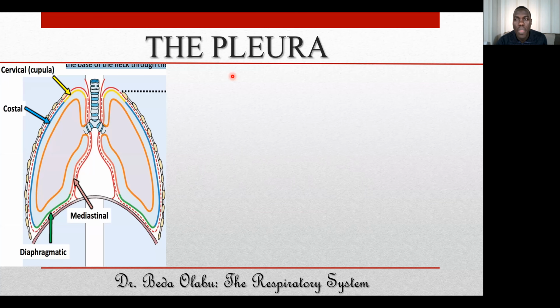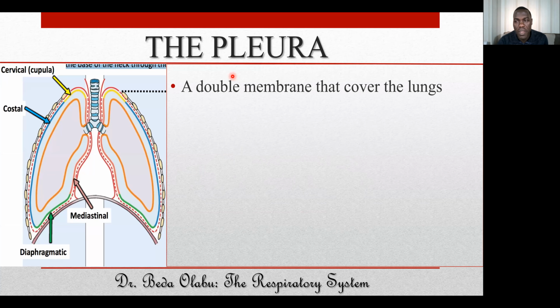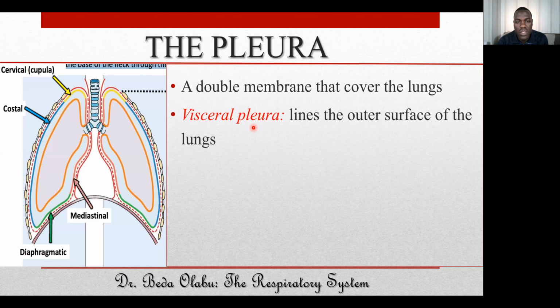Let's begin the pleura. The pleura is a double membrane that covers the lungs. When it says a double membrane, it means that there's an inner layer and an outer layer. The inner layer is called the visceral pleura. This visceral pleura lines the outer surface of the lung. It is very intimate with the lung surface.